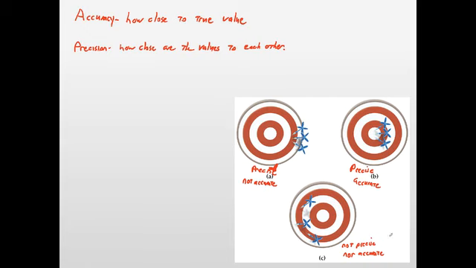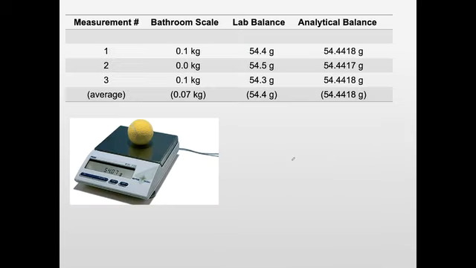So basically, this kind of helps you with the definition here. But in the chemistry lab, we're not throwing darts at a dartboard. So a better way of looking at this is looking at how we measure mass in the lab. So let's say, for example, I want to get the mass of a tennis ball. All right, now, I have three different instruments I can use in order to get that mass. All right, I've got a bathroom scale, a lab balance, and an analytical balance.